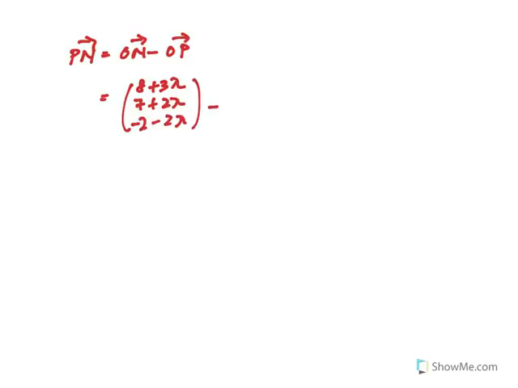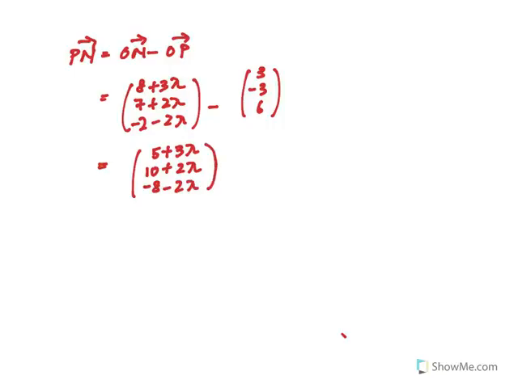Similarly, PN will be just ON minus OP. And what is ON? ON is just your (8 plus 3 lambda, 7 plus 2 lambda, -2 minus 2 lambda). Subtract away OP. OP is just equal to (3, -3, 6). And with that, you should have your PN to be (5 plus 3 lambda, 10 plus 2 lambda, -8 minus 2 lambda).